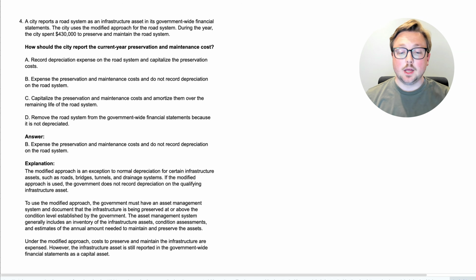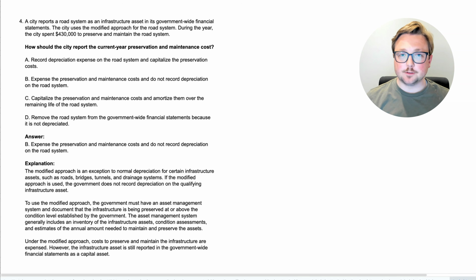Under the modified approach, costs to preserve and maintain the infrastructure are expensed. They're not added to the structure as an additional piece of capitalization or anything like that. They are expensed. However, the infrastructure asset is still reported in the government-wide financial statements as a capital asset. So this doesn't mean that we're not reporting it, but we're not depreciating it because we're showing that we're maintaining it at a certain level. All right, we learned about the modified approach there. Everything we've talked about previous to this is technically something called the required approach, or kind of the normal approach to depreciation. So there's the required or normal approach and then the modified approach.